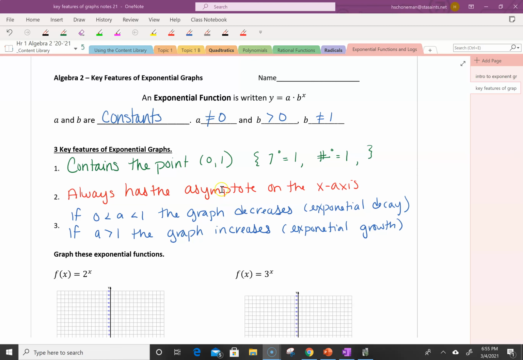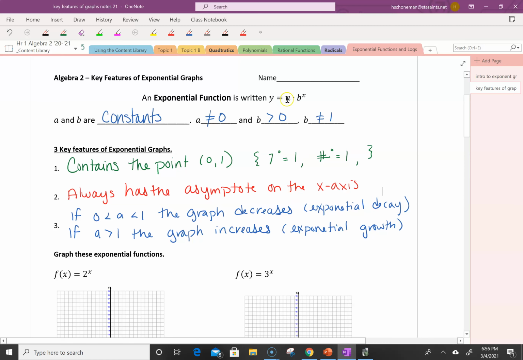The second thing, it always has an asymptote on the x-axis. Now we talked about asymptotes when we had rational functions and we had two asymptotes and we had the two different arcs in the opposite corners. Those were rational, but this time it's a different picture, but we are going to have an asymptote on the x-axis. And remember, that means it's going to get really, really close but not actually touch the x-axis.